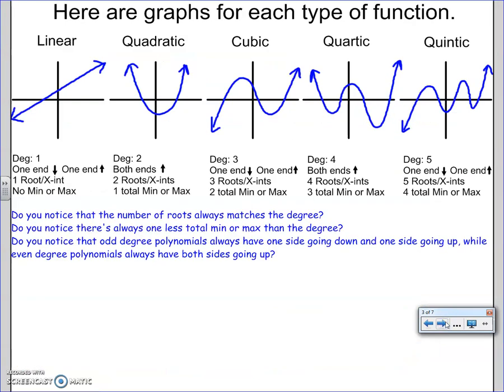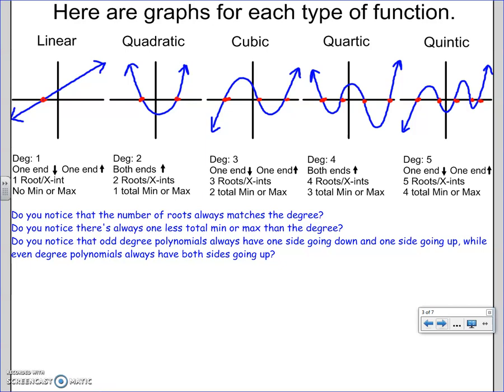So here are 5 graphs. Here's a line, a U, a cubic, a quartic, a quintic. I have the degrees of each and all these characteristics underneath the graph. But do you notice that the number of roots always matches the degree? The exponent tells you the number of answers. You know quadratics have 2 answers, so there are 2 x-intercepts here. For linear, there's 1 x-intercept. For cubic, third power, there are 3 x-intercepts. For quartic, fourth power, there are 4 x-intercepts: 1, 2, 3, 4. And for a quintic, there are 5: 1, 2, 3, 4, 5.